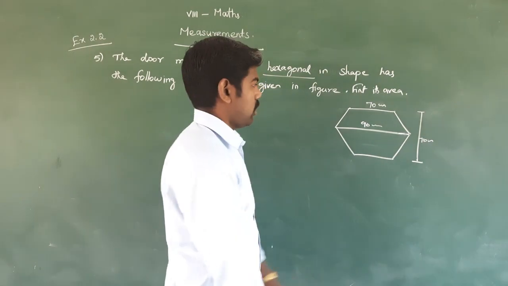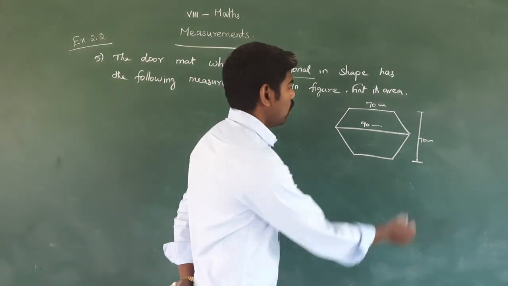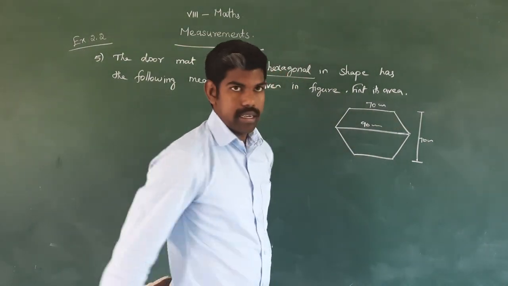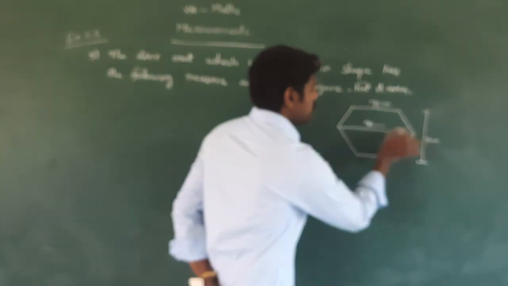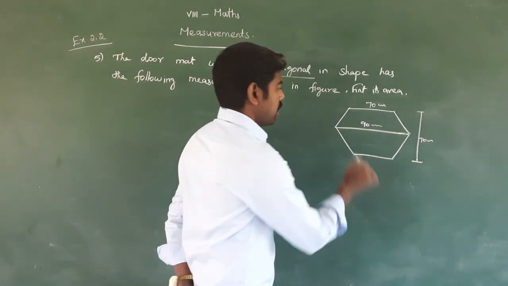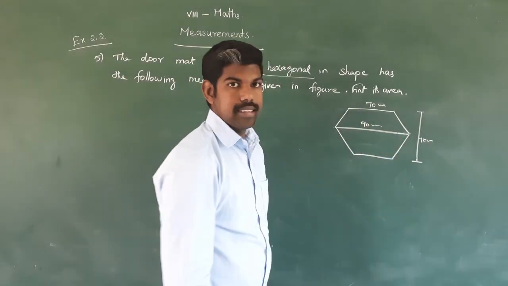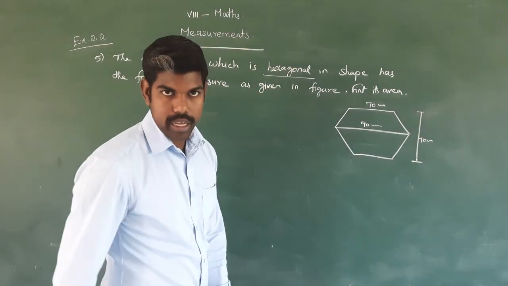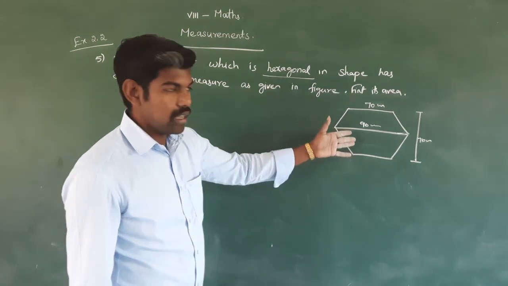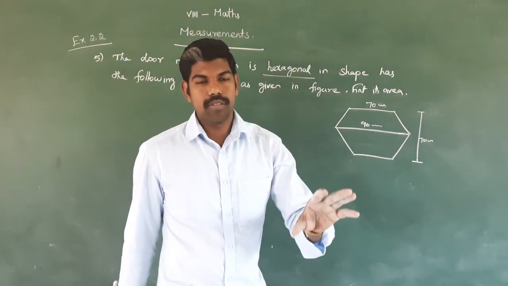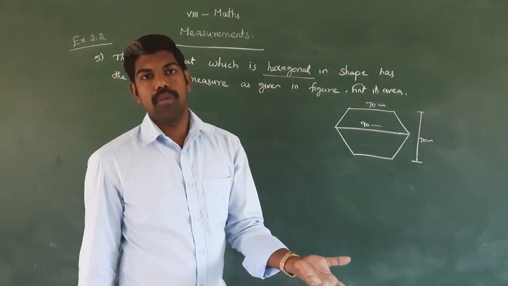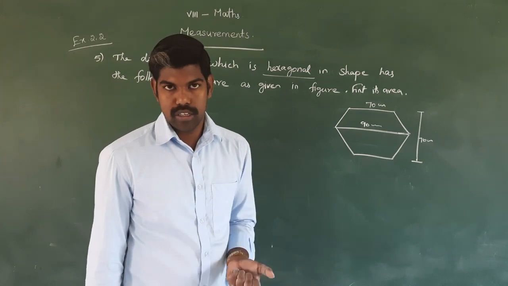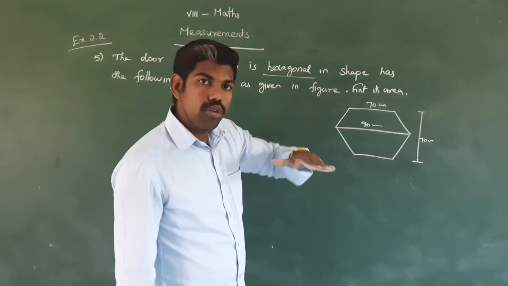Find the area. So in the hexagonal, one side is 70 centimeter. The middle one is 90 centimeter. Mid length is 90 centimeter, and total height is 70 centimeter. Okay, look at the figure. This is hexagonal. We don't know the formula for area of hexagon. Correct? So we divide into two parts.